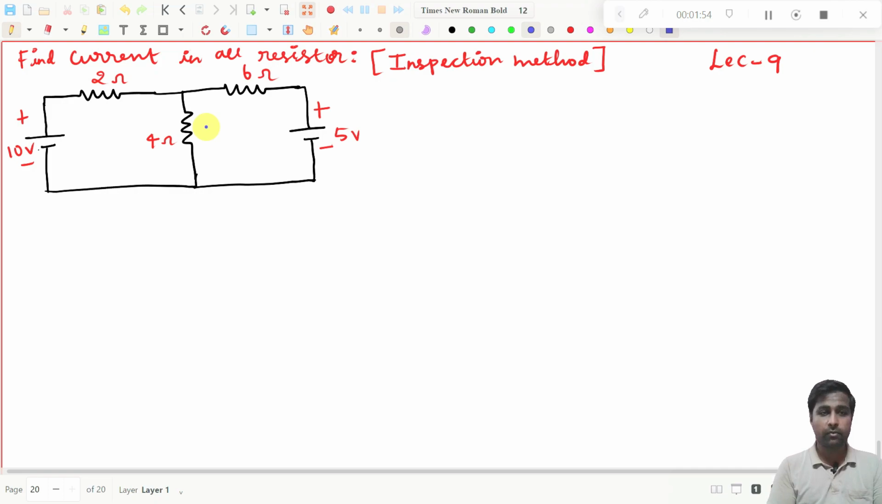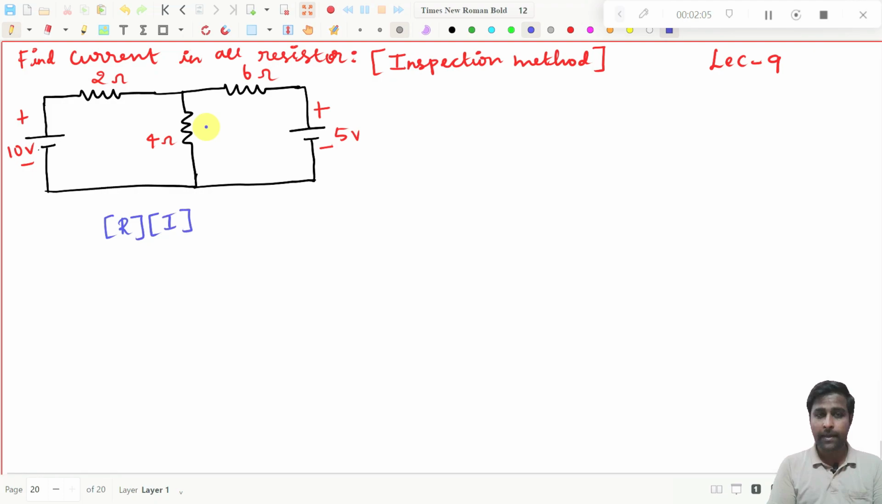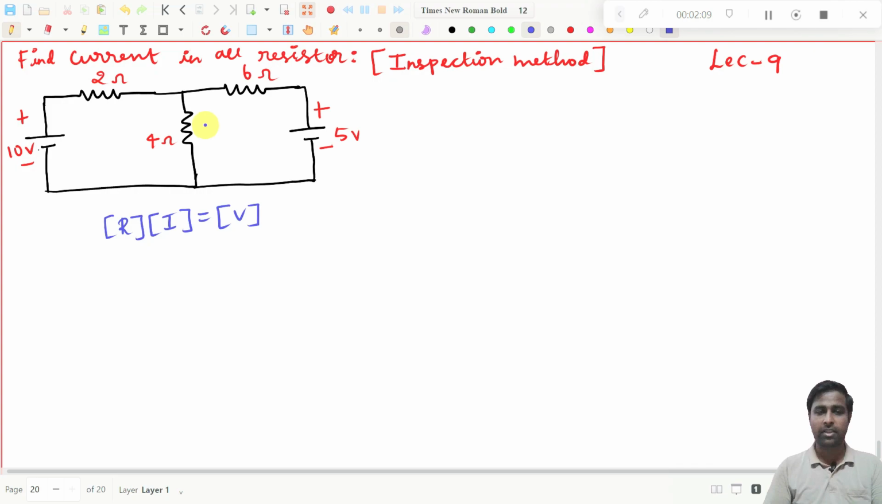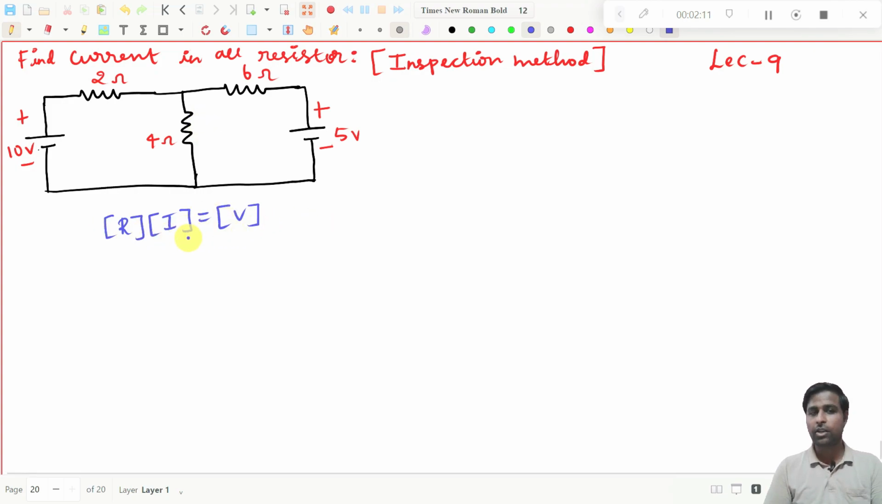What is the formula for voltage? I can write R into I, which is equal to V. I'm just writing it in matrix form, that's all. V is equal to I into R. That we know, right? We know this expression, V is equal to I into R. I have just written this in the matrix form.